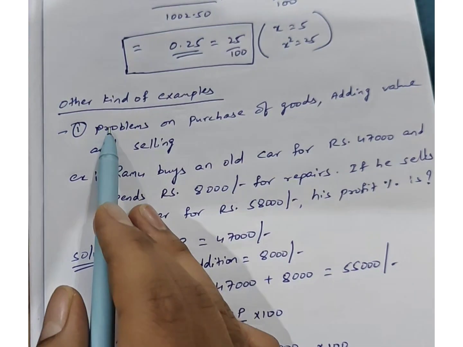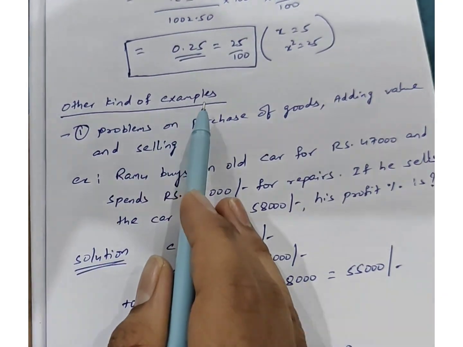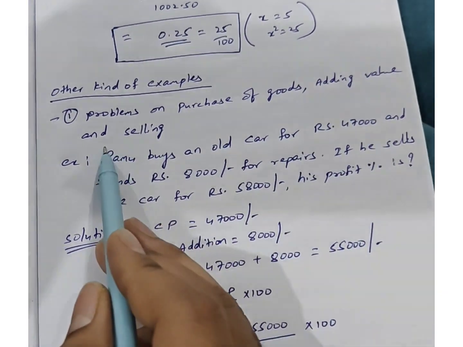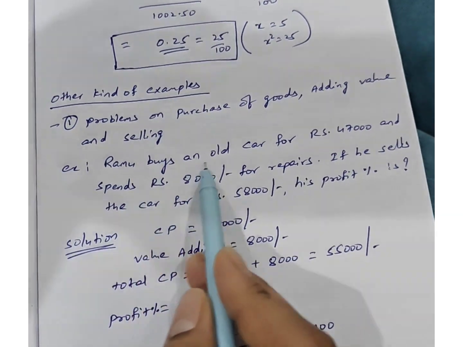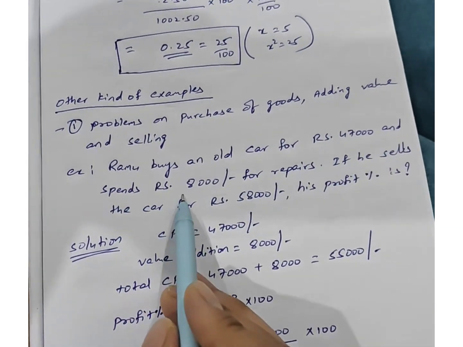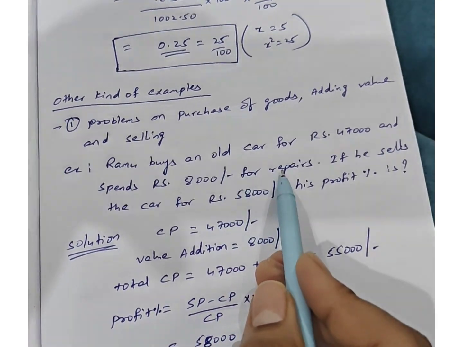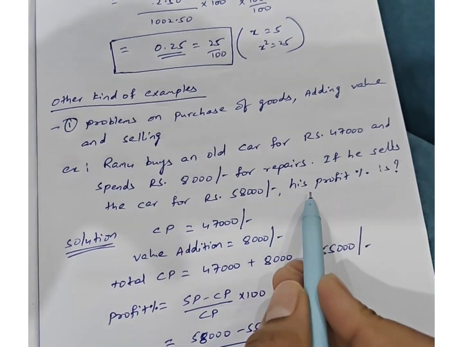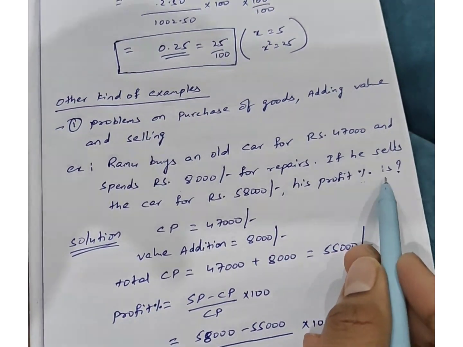There are other kinds of examples, for example, problems on purchase of goods, adding some value to the product and selling it. Here, for example, Ramu buys an old car for rupees 47,000 and spends rupees 8,000 for its repair and renovation, and he sells the same for 58,000 rupees. What is his profit percentage?